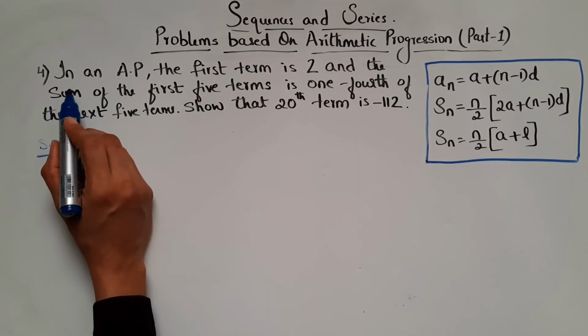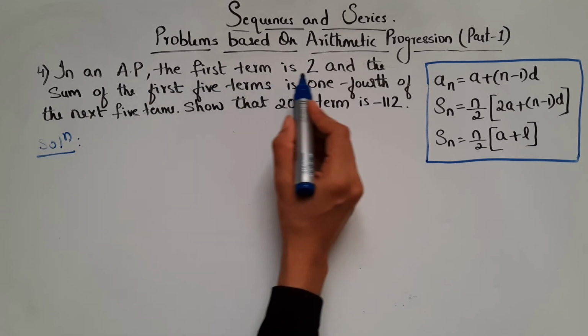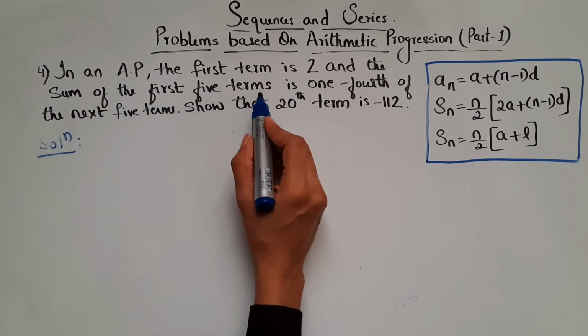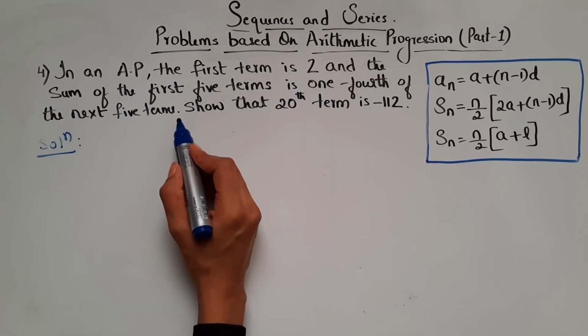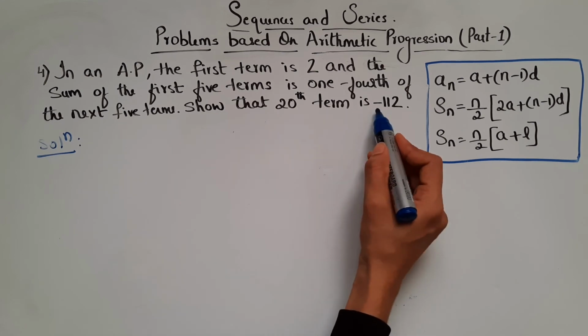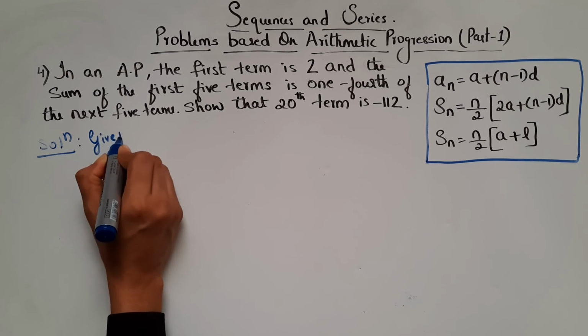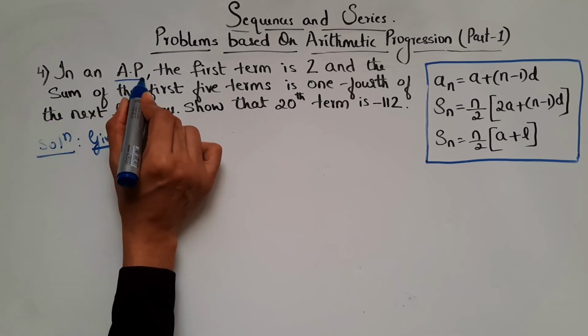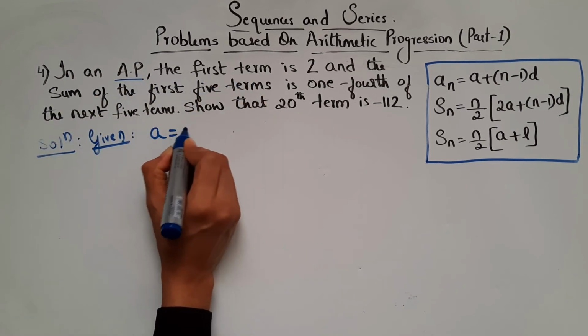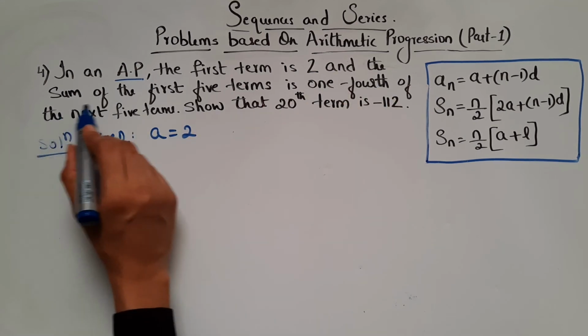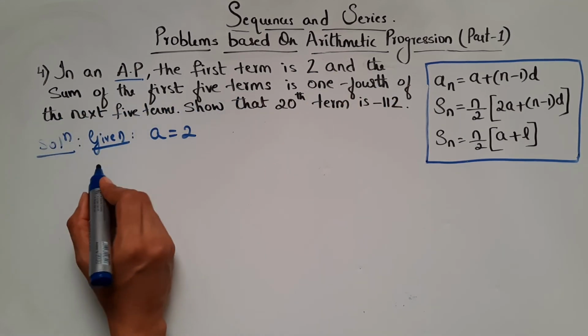So now let's see this problem. Here it says, in an AP, the first term is 2 and the sum of the first 5 terms is 1/4 of the next 5 terms. Show that the 20th term is minus 112. So what is given? Here it says, in an AP, the first term is 2. So a is 2. And the sum of the first 5 terms, what are the 5 terms?